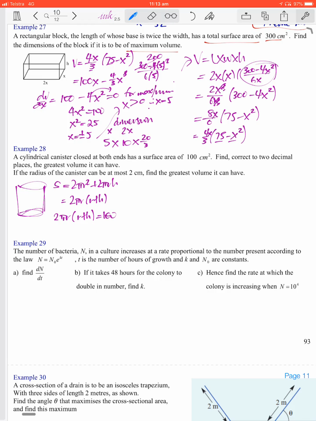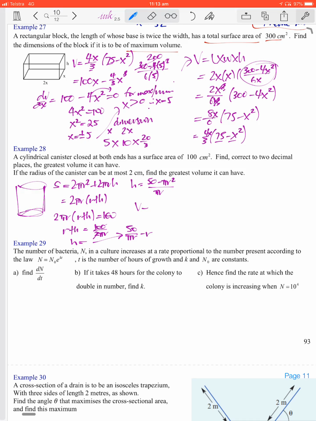We want to get the height by itself. So r plus h equals 100 on 2 pi r. So we get h equals, let's cancel that, 50 on pi r, and then minus r. So that's our height. Let's put it all over a common denominator. So h equals 50 minus pi r squared on pi r, that's our height.